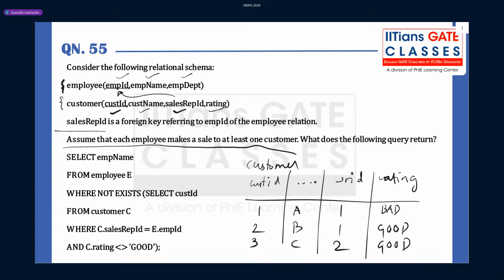Right. So now when we are looping through the employee table, for employee one, we are saying select customer ID from the customer table where C dot sales rep ID matches the employee ID. That is, these two tuples will be put under observation, and the rating is not good. So for this, the rating is good. For this, the rating is not good. So the output of the inner query will be this tuple, right?